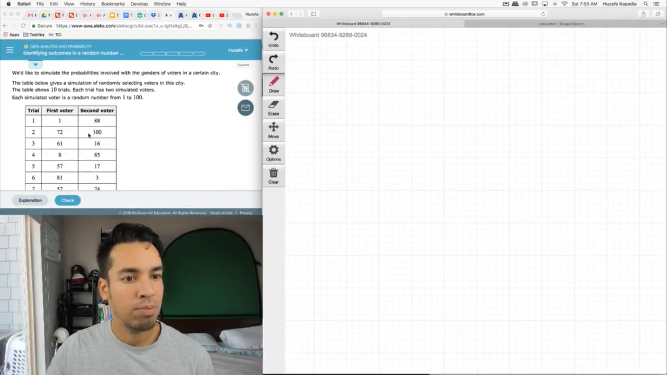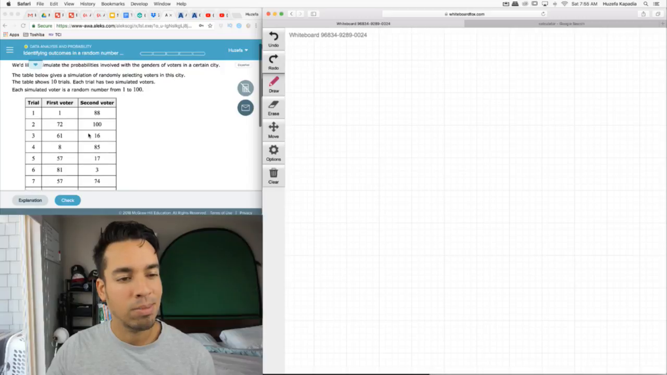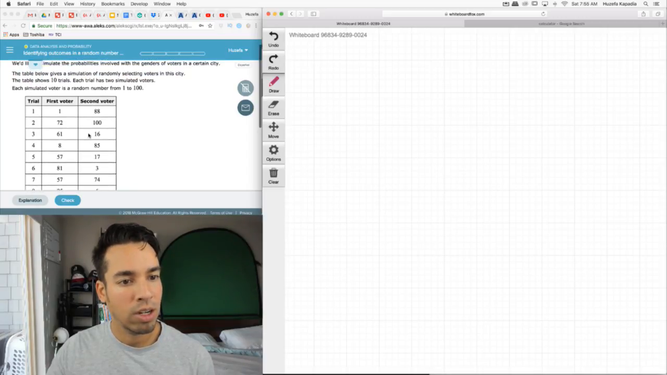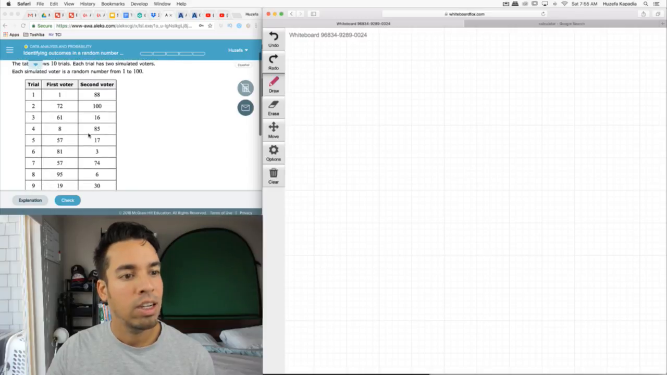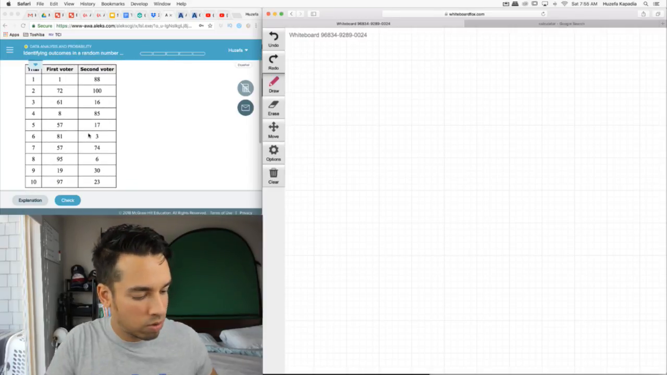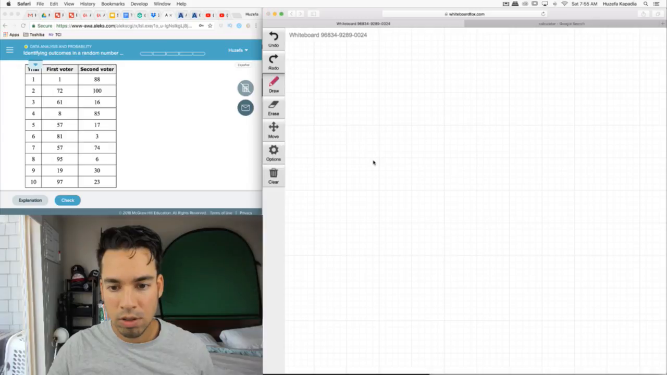We'd like to simulate the probabilities with genders of voters in a certain city. The table below gives a simulation of randomly selecting voters in the city. The table shows 10 trials. Each trial has 2 simulated voters. Each simulated voter is a random number from 1 to 100. Same thing, I'm going to take a screenshot and move this over.